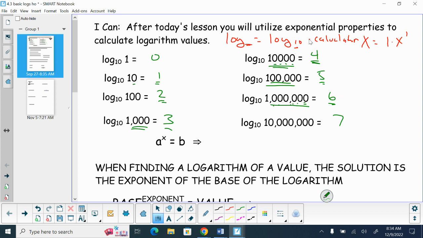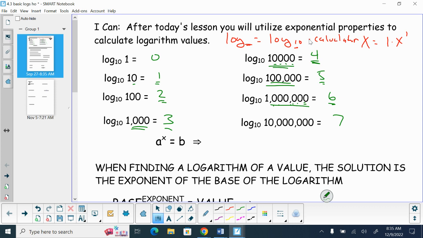If I would take 100,000 here, what can I multiply to get 100,000? What's an easiest way of getting 100,000? Well, yes, I can multiply 1 times 100,000. I get that. But if I take a look at a series of numbers that I can multiply together to get 100,000, how many times would we have to multiply 10 by itself to get 100,000? Or how many times would we have to multiply 10 by itself to get 1,000?